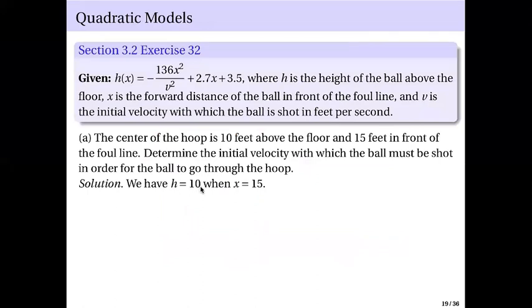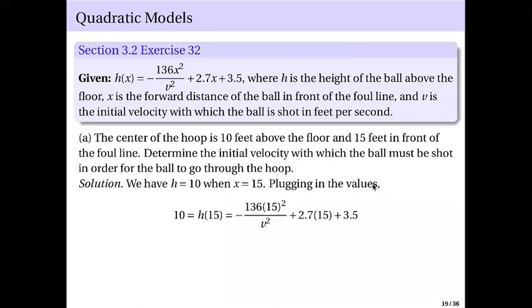So we have h equals 10 and x equals 15. So you will have a value for h, you will have a value for x. What's left in this equation is the variable v. Which means we just substitute, plugging in the values. You have 10 equals h of 15. So the value of h at x equals 15 is 10. Using this equation, we just plug in x equals 15 and we will have this.